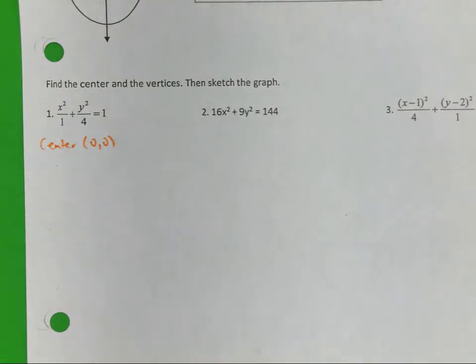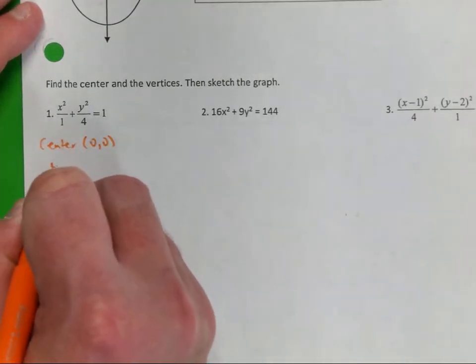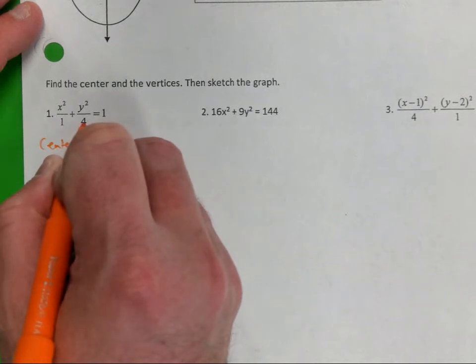Now I'm going to ask you this. By looking at the equation, you determine the orientation. Is this going to be a horizontal or vertical? Why is it going to be vertical? Very good. The larger numbers under the Y. Very good. So let's identify our A and B. What's A squared equal to? Okay, the larger number is your A squared, so that's 4.